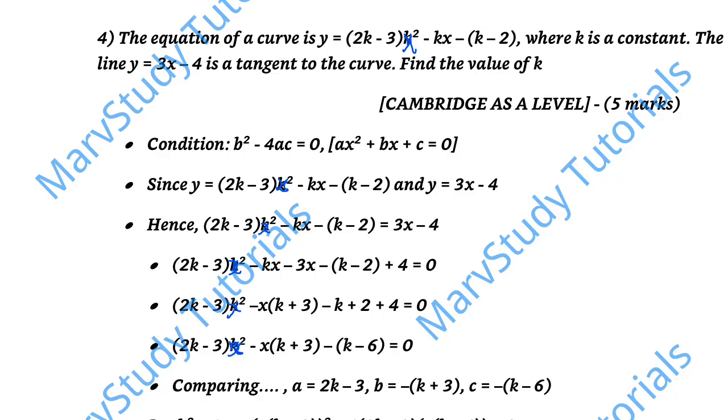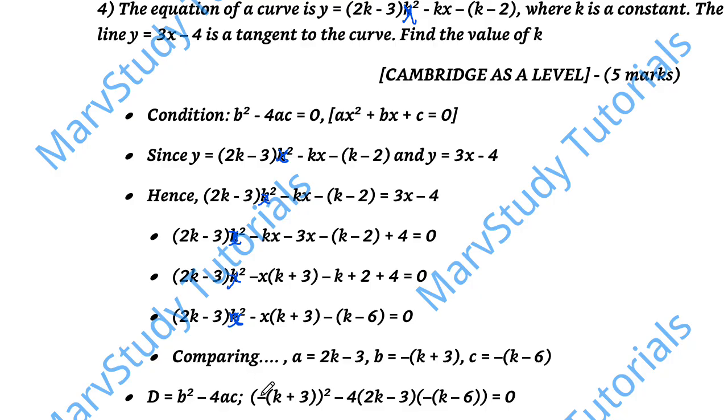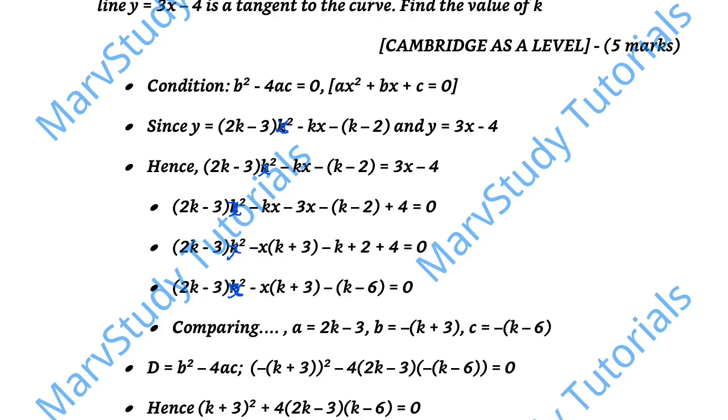So substituting in b² − 4ac, b is −(k + 3), so we're going to square it. The negative is going to cancel the negative. So minus 4 times a, which is 2k − 3, times −(k − 6), the negative right here is going to cancel the negative right here. And the negative of (k + 3) all squared, the negative is going to cancel because negative times negative is positive. So we have (k + 3)² + 4(2k − 3)(k − 6) equal to 0.